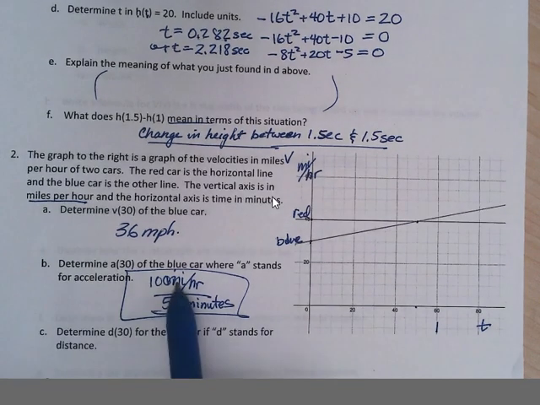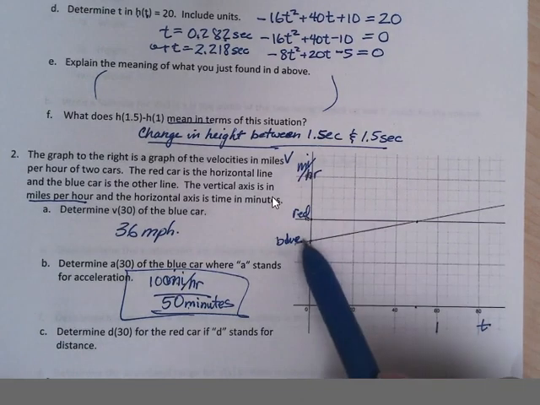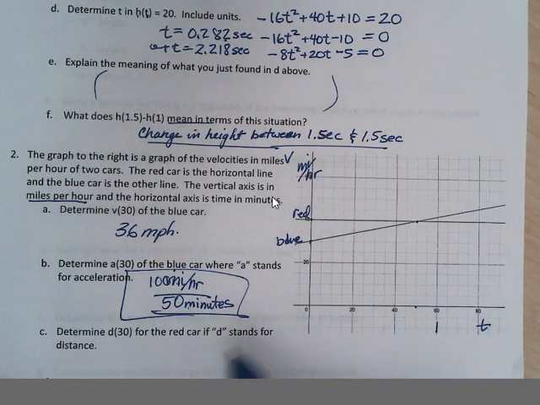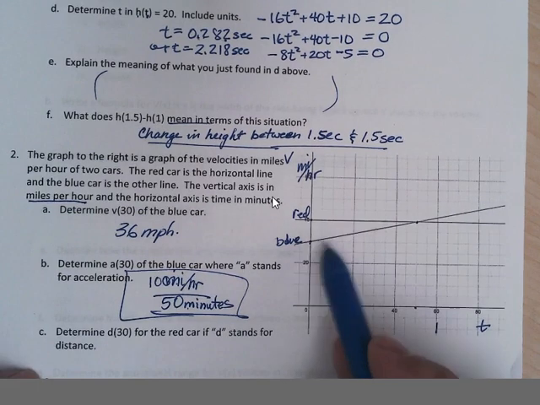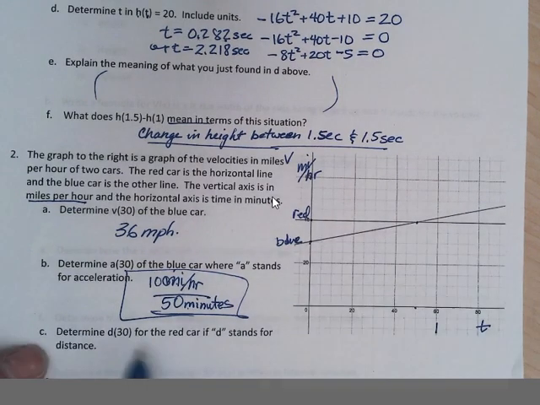Change in the velocity over the change in the time. Change in the speed over change in time. That's your acceleration. So it's the slope of the line.